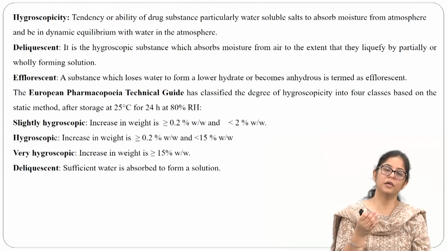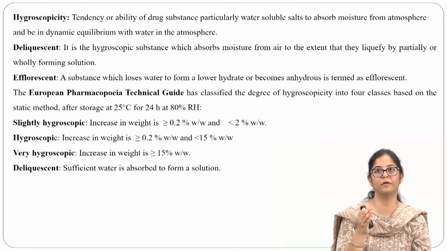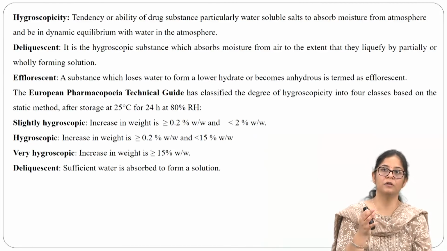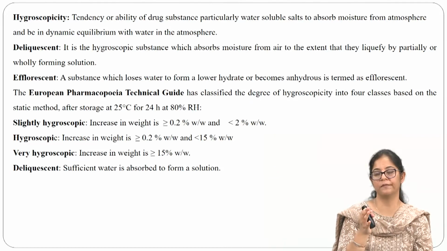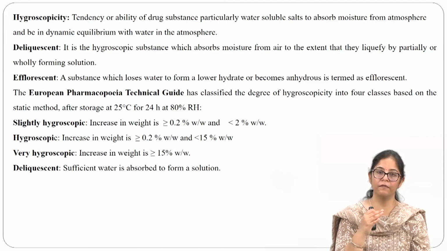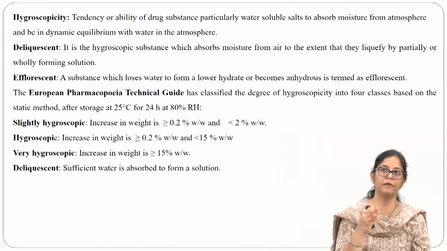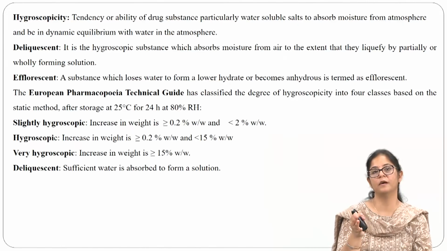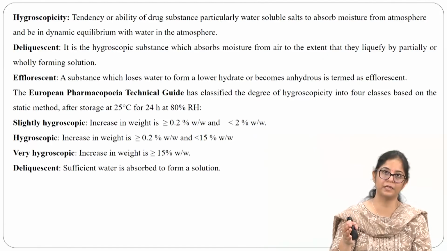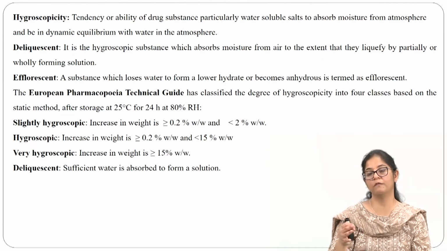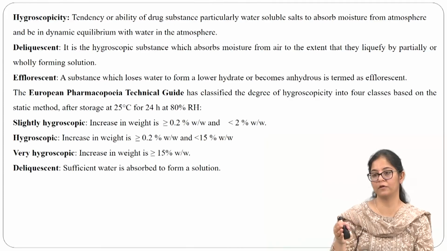Now coming to another property, which is related to the moisture absorbing or moisture releasing property of the material. The first of it is hygroscopicity. That is the tendency or ability of a material to absorb moisture from the atmosphere until it is in equilibrium with the atmosphere. Then if the material further absorbs moisture and liquefies, it is classified as a deliquescent material, or upon absorbing, it can form a solution itself and completely solubilize. So these materials are deliquescent materials.